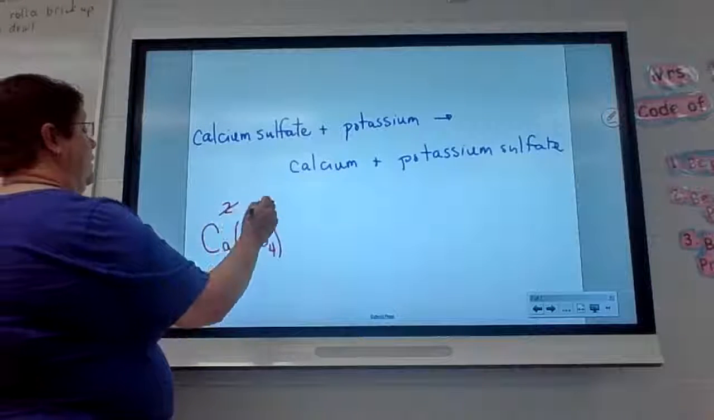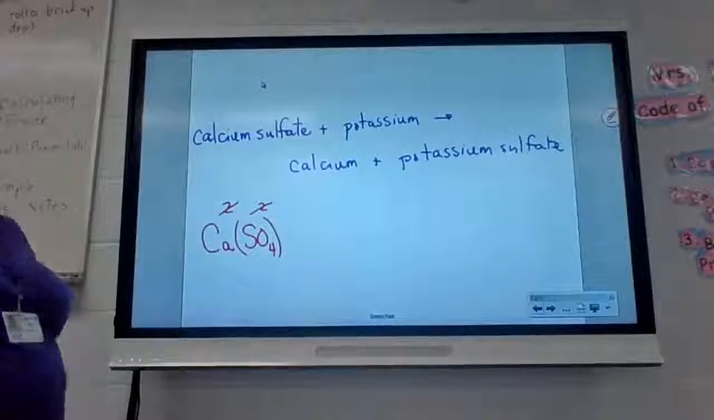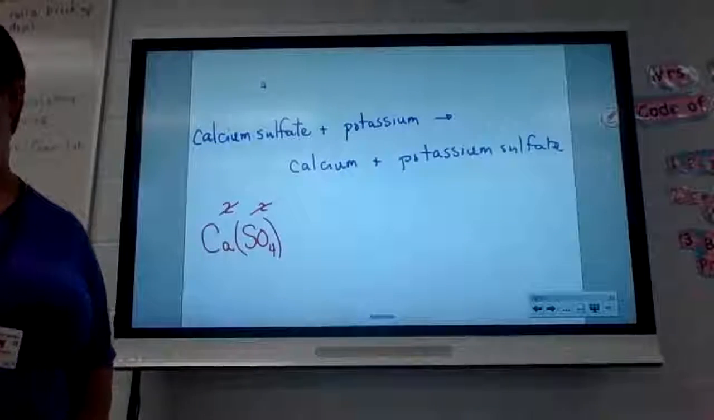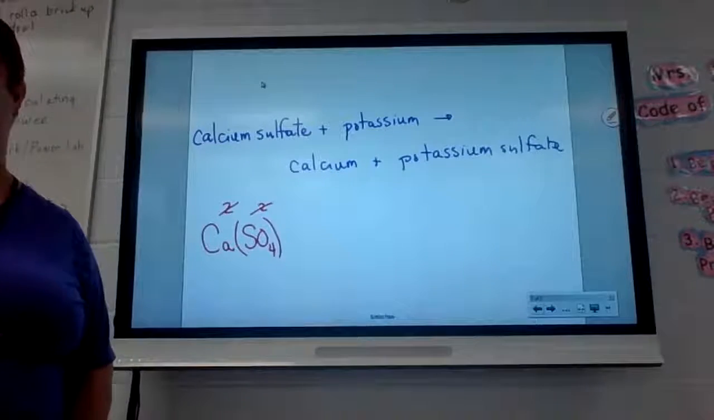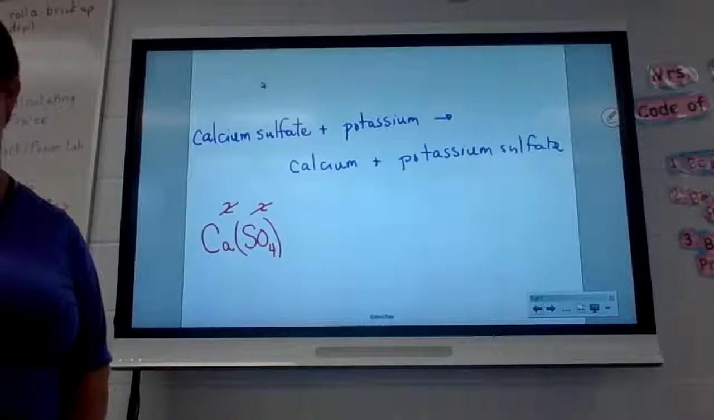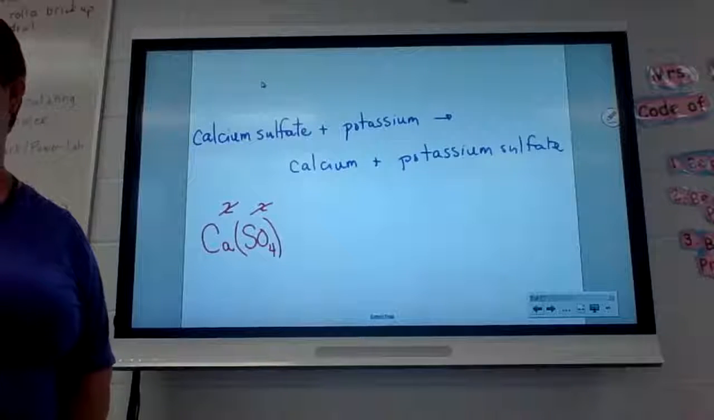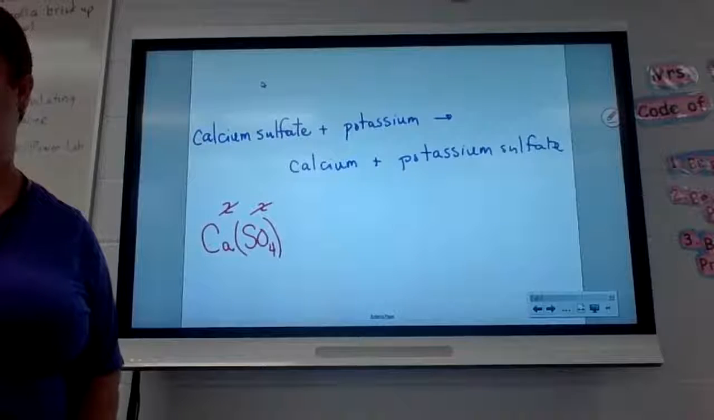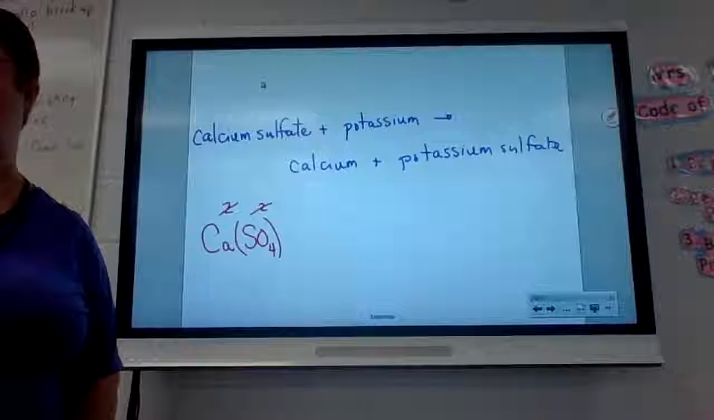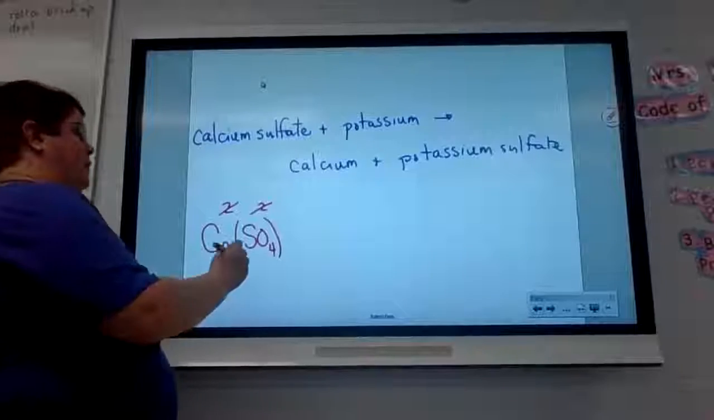They're going to cancel. If you crisscross them, odds are good you will leave them. They're both 2s. They're going to cancel out. Don't even bring them down, okay? Because if you bring them down and you forget to cancel, you're going to balance it wrong, okay? They have to reduce and go away, which is one reason I chose this one.